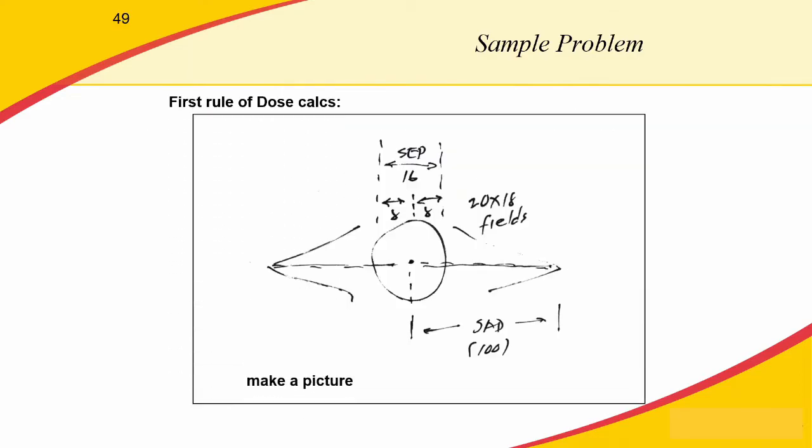So what I do, I always draw a picture. Please forgive my lack of artistic skills, but you get the idea of what we're trying to do here. So we draw our patient. We're set up to 100 centimeter SAD. We're using 20 by 18 rectangular fields. The lateral separation of the brain was 16 cm, and we're calculating dose to midbrain. So that means each beam penetrates 8 cm depth. So we want to calculate dose at 8 cm depth for each of our treatment fields.